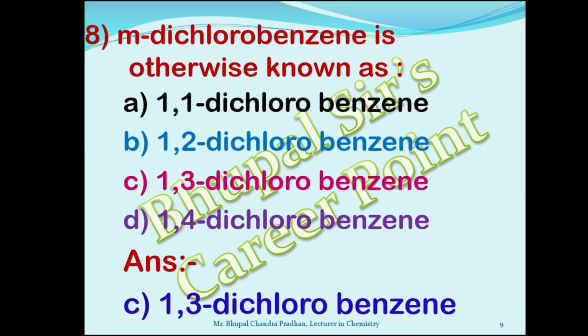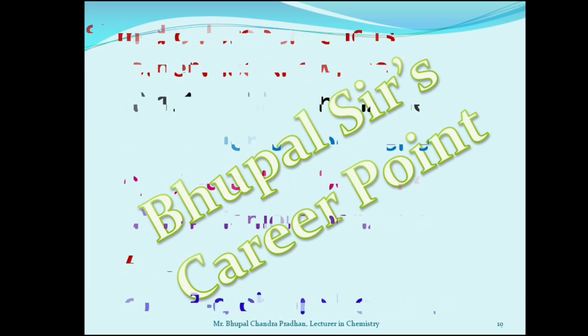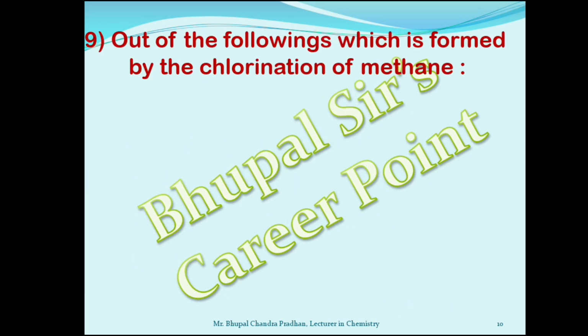Thanks to the students who gave the answer option C, that is 1,3-dichlorobenzene. Let us come to question number 9. Out of the following, which is formed by the chlorination of methane?